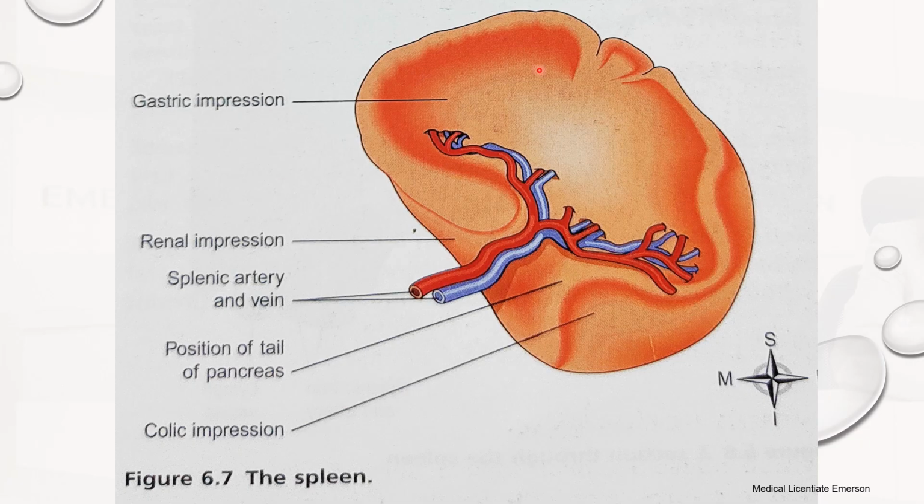So this is the spleen we're talking about, which has the gastric impression, the renal impression, and these are the splenic artery and the splenic nerve, and position of the tail of the pancreas. That is where it's actually positioned. And the colic impression is this one. This is the structure of the spleen.